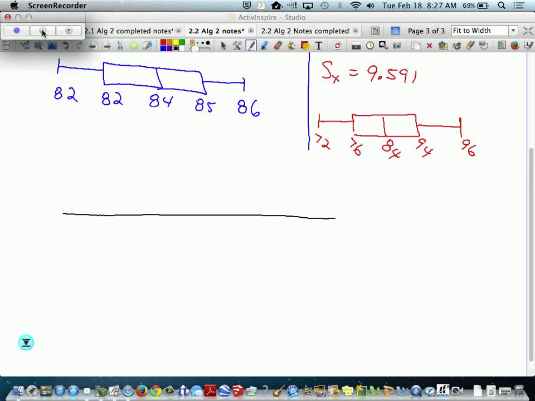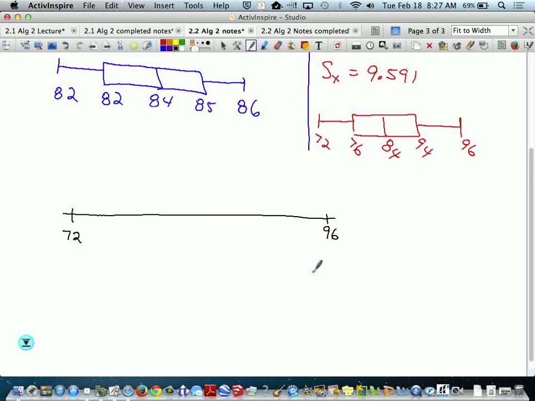So if we're going to do the box and whisker plot together, you can kind of look at the numbers. We have to go from 82 to 86 for this one, 72 to 96. So I'm going to start with the tick mark at 72, and then 96 up there. So that was a spread of 24, right?